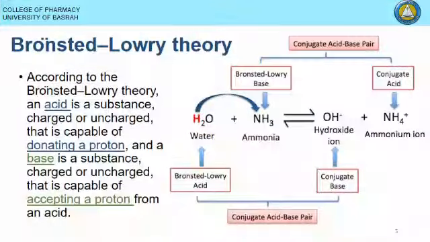The other theory is the Bronsted-Lowry theory. Bronsted and Lowry defined an acid as any substance, charged or uncharged, that has the ability to donate a proton, while the base is any substance, charged or uncharged, that has the ability to accept a proton from an acid. According to this definition, when any basic material reacts with an acidic material, the base is converted into its conjugate acid and the acid is converted to its conjugate base.